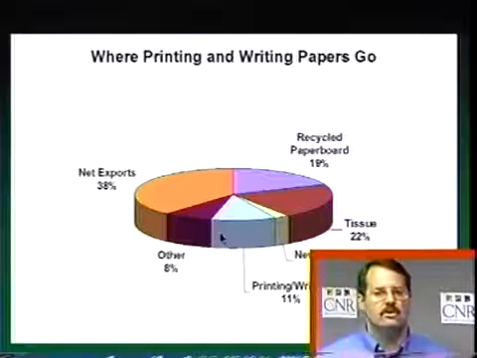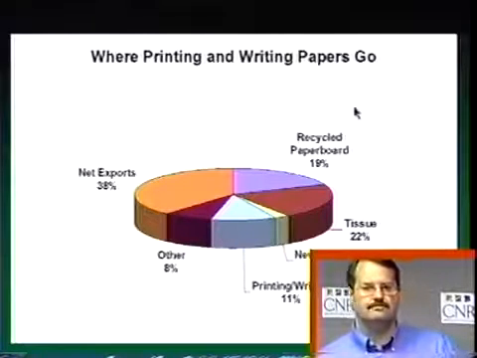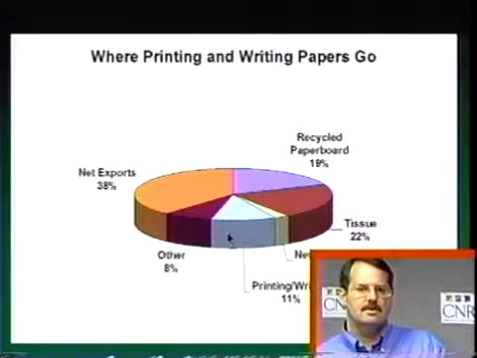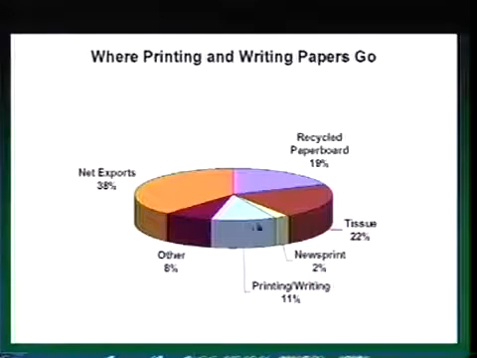Okay, where do printing and writing papers go? Basically, we're putting some into printing and writing at 11%. Some's going into tissue at 22%. Some's going into the recycled paperboard, that multi-cylinder, very inexpensive folding box board. And then we're exporting, at least in the United States, 38%. And I would imagine that that split is similar to the split here.